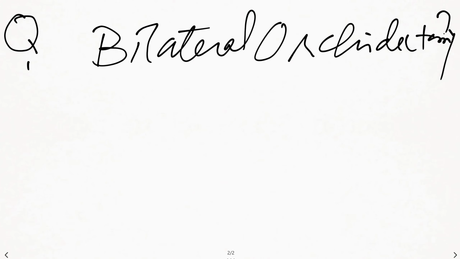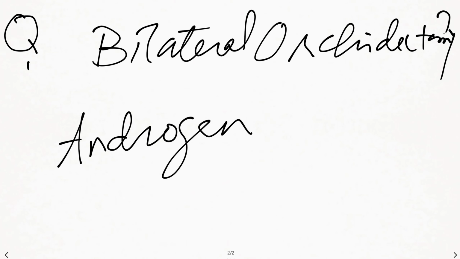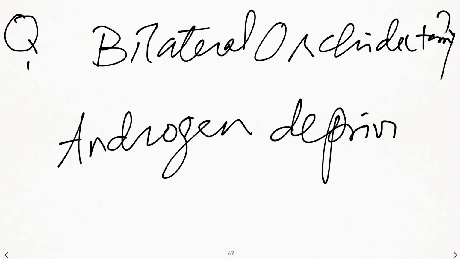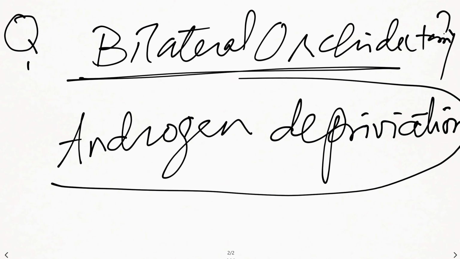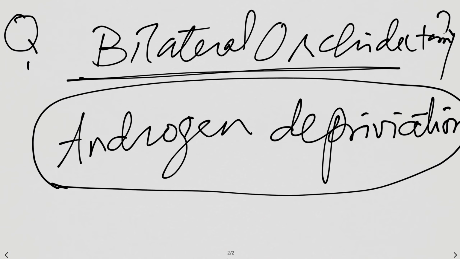The two words that you want to remember here is that you want to tell him that this is called androgen deprivation. What you do in bilateral orchidectomy in prostate cancer is called androgen deprivation. In this way, he will know that you understand what you are talking about. Then you are going to explain the mechanism by which this will work.